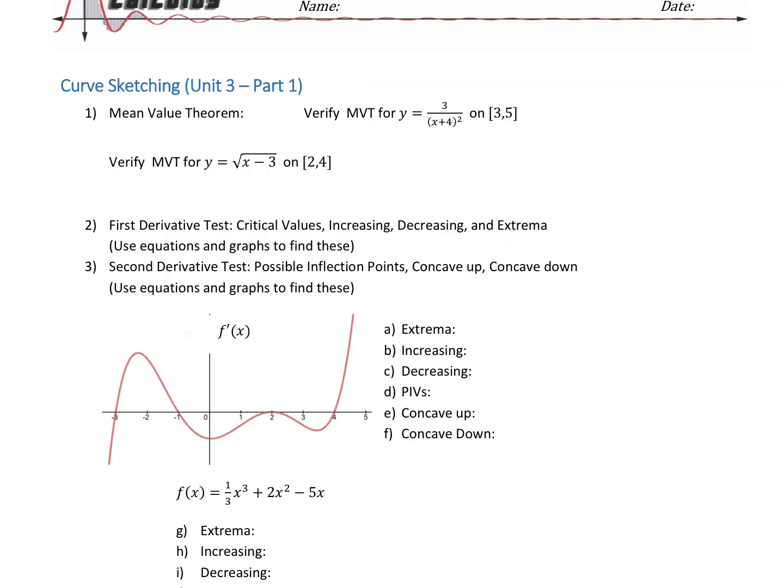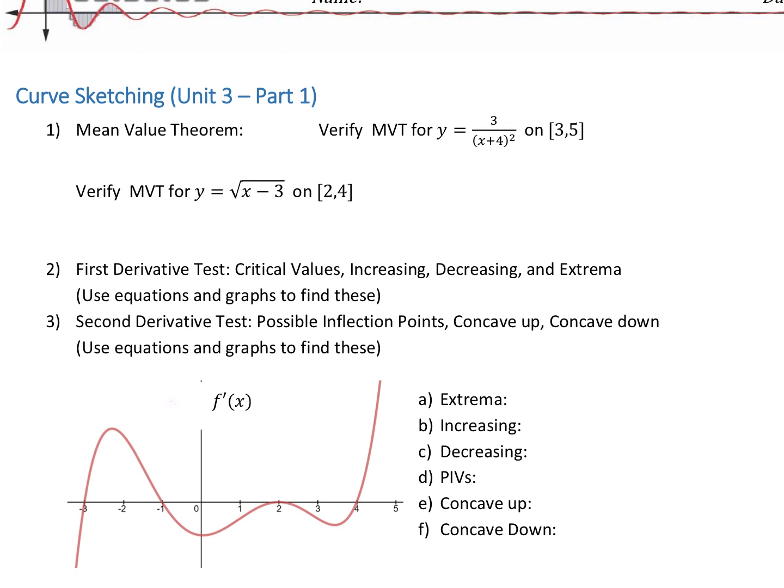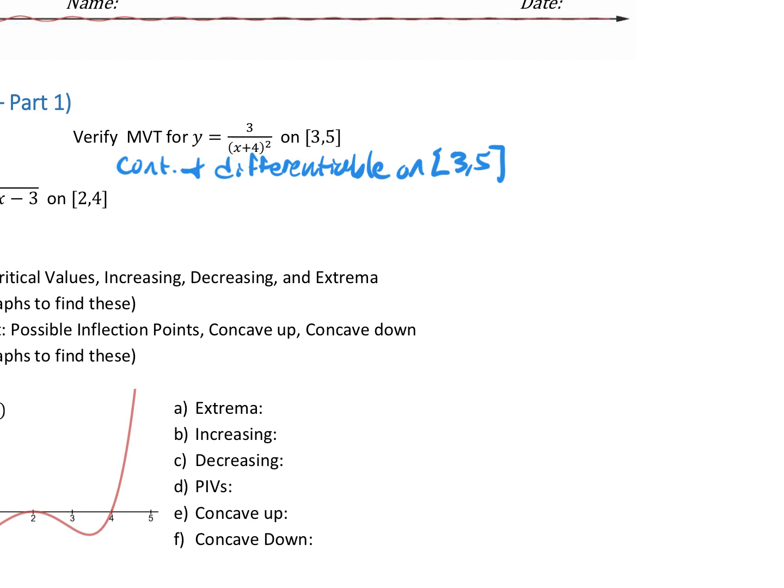On to curve sketching here. So we got the mean value theorem here. The mean value theorem states that, we want to verify here first of all, that it needs to be continuous and differentiable on this interval. So this is not continuous at x equals negative 4. So this is continuous and differentiable on [3, 5]. Okay, now let's see here. This is going to get a little ugly.